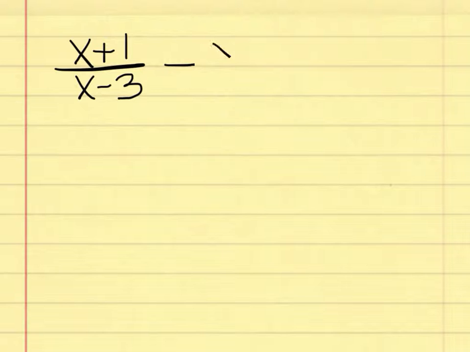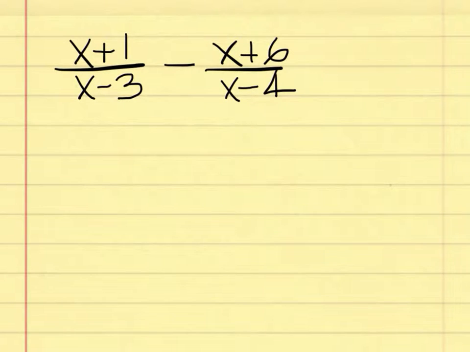Alright, here is a problem and you have to answer some questions on this. The problem is x plus 1 over x minus 3 minus x plus 6 over x minus 4. What is the first thing that I do on this problem, Smith? Find the common denominator. That is right.